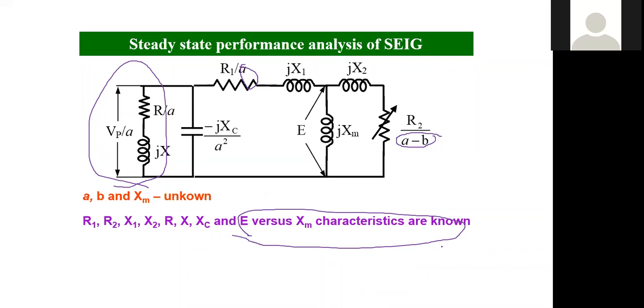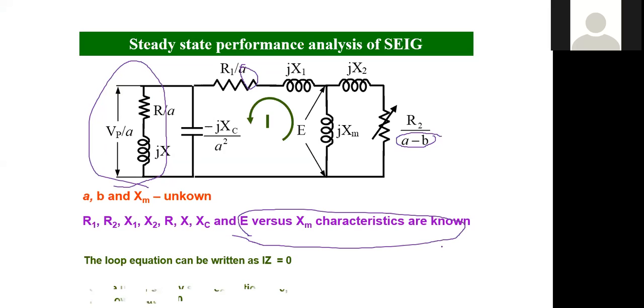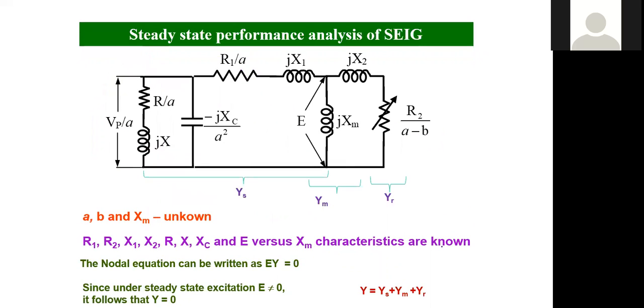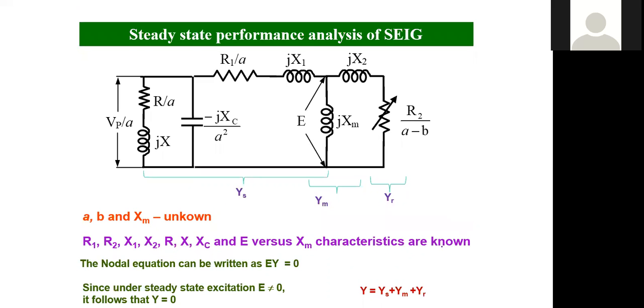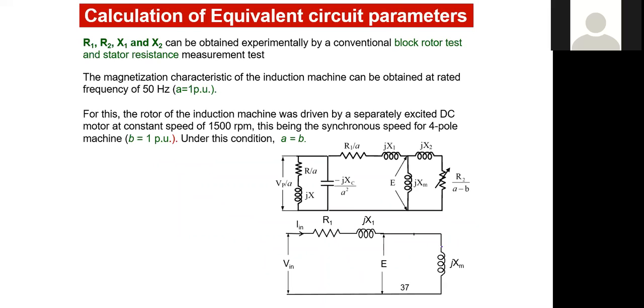In this regard, we can either go with the loop impedance method. In the loop impedance method, we write IZ equal to 0. Since under steady state condition I is not equal to 0, it follows that Z is equal to 0. Or we can apply the nodal admittance method. In the nodal admittance method, we have E into Y equal to 0. Under steady state condition, E is not 0, so Y must be 0. Then we can fix the objective function, and based on this we can find the performance parameters. Conventionally, we can find R1, X1, R2, X2, which may not be a problem.